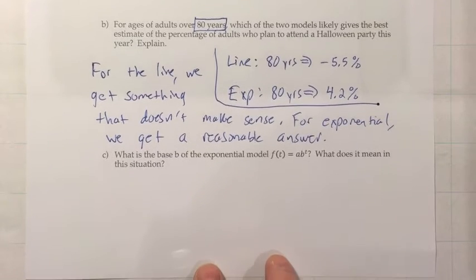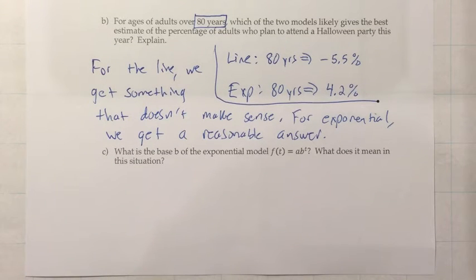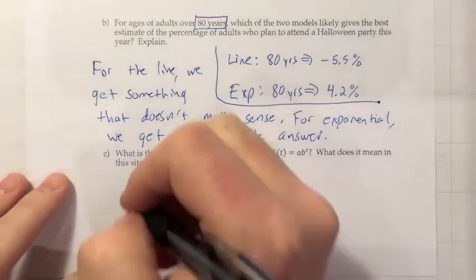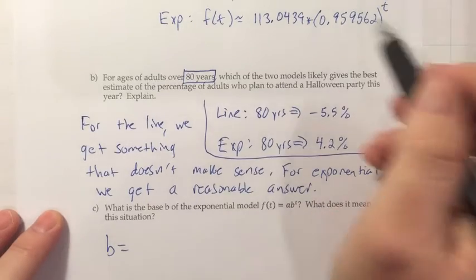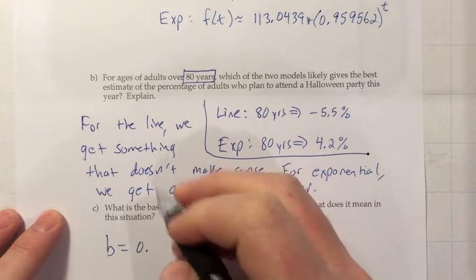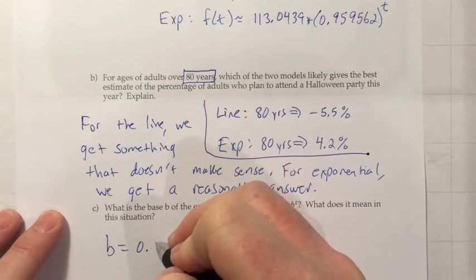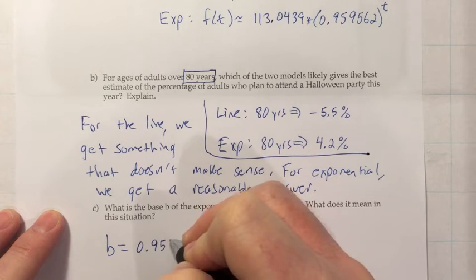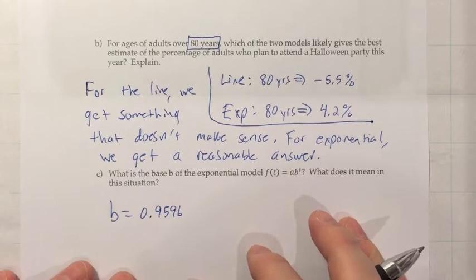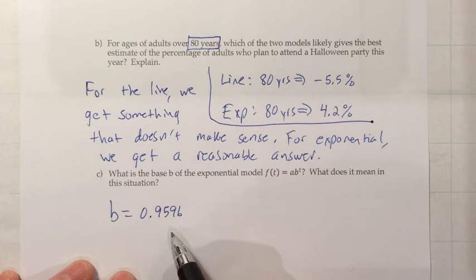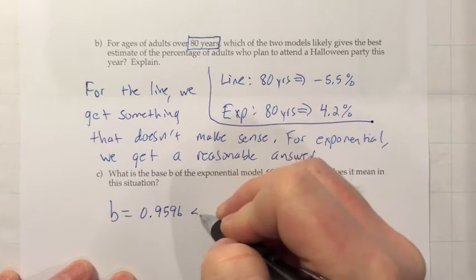All right, let's go ahead and look at the next one. What is the base of the exponential model and what does it mean in this situation? So the base of the exponential model, let's pull this down a little bit, is right there. Roughly, let's just call that 0.9596. We'll just shorten it a little bit. So what does that mean in this situation? Well, first of all, the base is smaller than 1. That means we have decay.